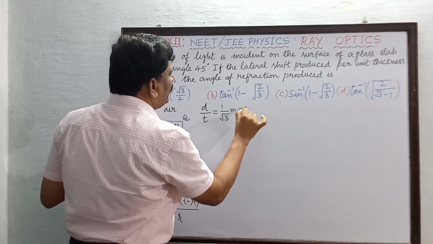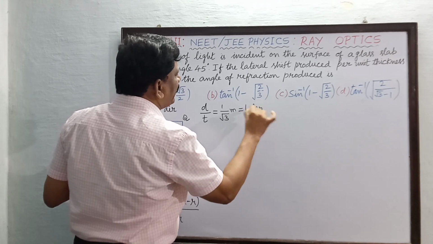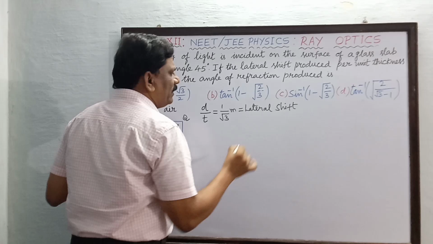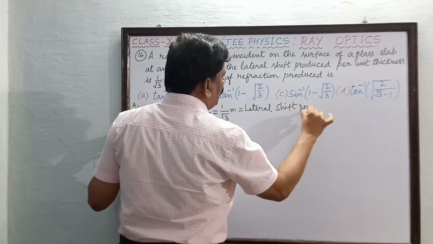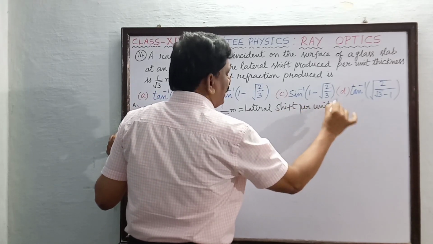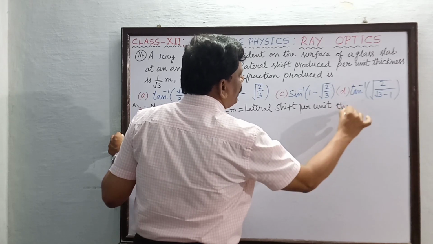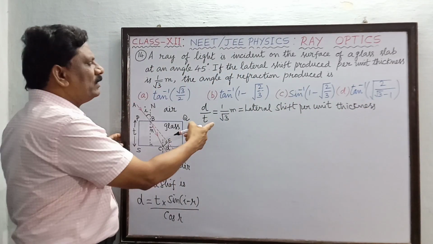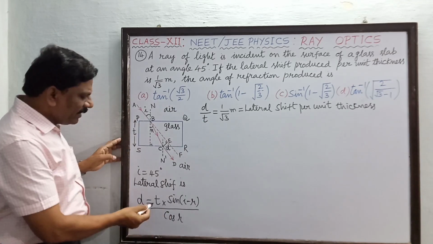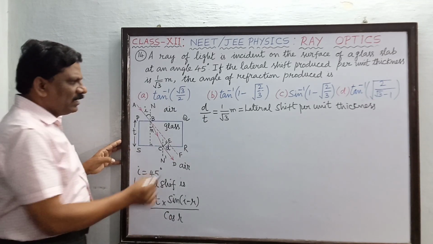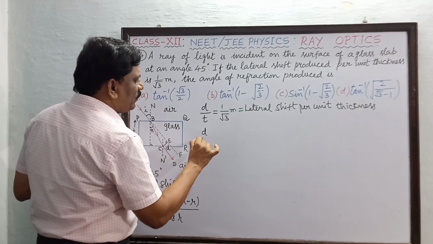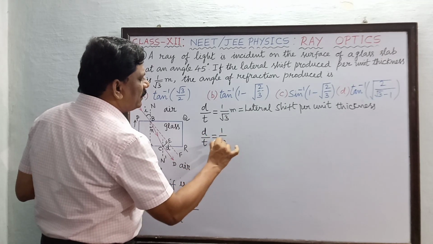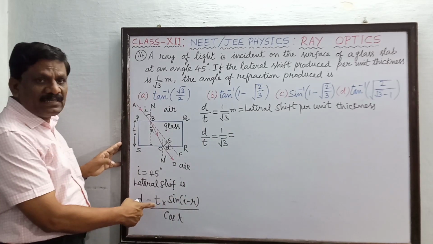So this is the lateral shift per unit thickness. The value is given as 1 by root 3 meter. So when I bring this t to the left hand side, this becomes d by t, that is equal to 1 by root 3, that is equal to the remaining terms, is it not?